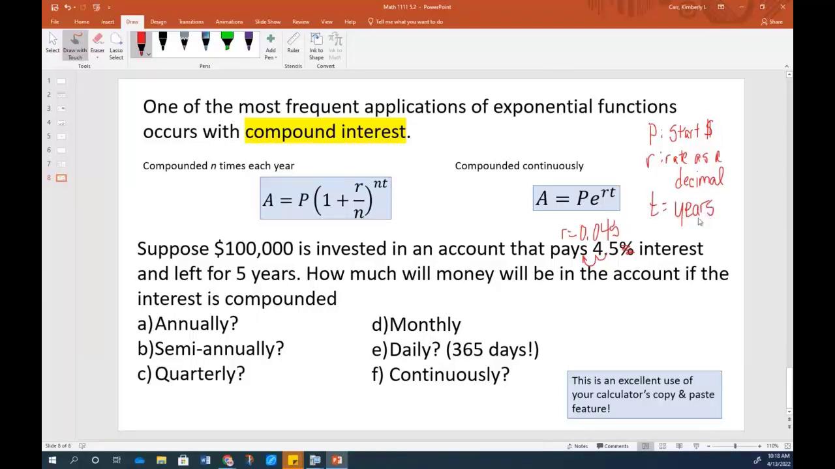Now T is time in years. It is important you note that. You might not need it, but if they told you that they were investing something for 6 months, then T would be half a year, 1/2. If they said they were investing it for 5 months, you would have to use 5 over 12, as a fraction of a year. T needs to be in years.